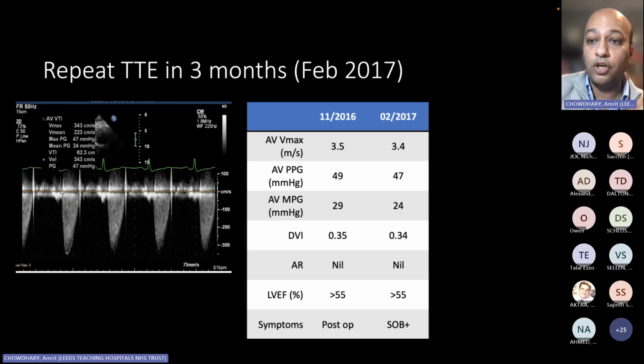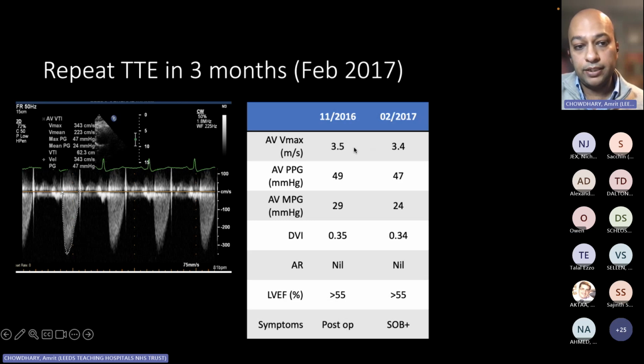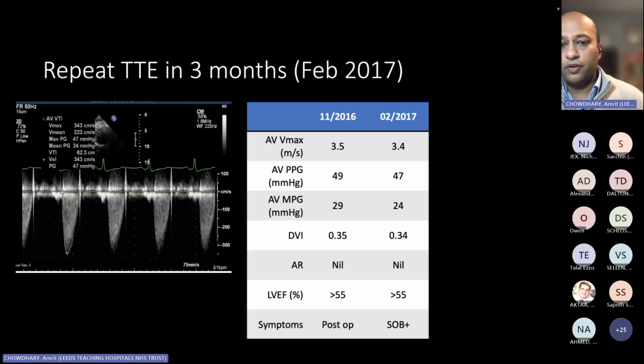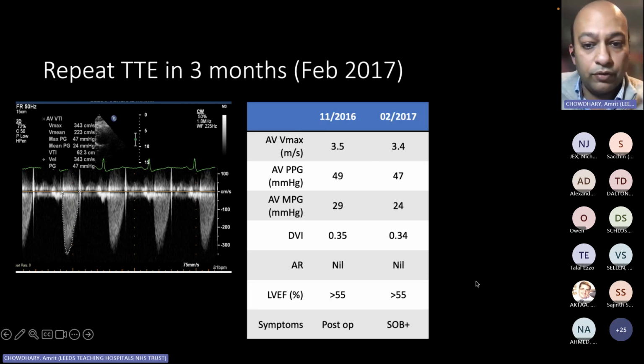So she had her surgery in November, and she came back in 3 months' time and had a repeat echocardiogram. And this is a table comparing the two echoes. This Doppler profile is from her 3-month post-operative echo. You can see that the velocities and pressure gradients remain roughly the same, no AR, LV function remains good. But at this time, she started complaining of some symptoms of shortness of breath. It was felt that she hadn't really engaged with post-operative cardiac rehab as much. So she was then sent back again for some more cardiac rehab and physiotherapy.